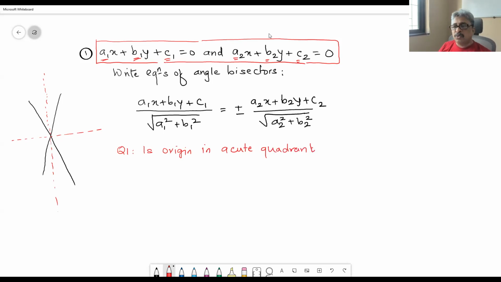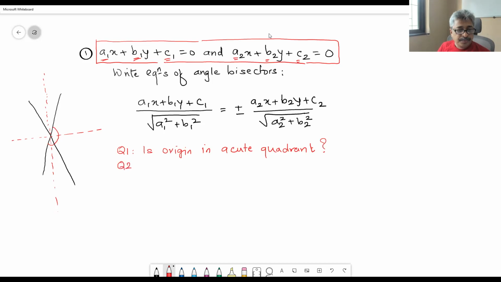Okay, if these two lines are perpendicular, that is the easy situation. We come to know very quickly that they are perpendicular. So let us assume that we are not dealing with the easy situation, we are dealing with the difficult situation when these two lines are not perpendicular. Therefore, one angle will be acute, another angle will be obtuse. So question number 1, whether origin lies in the acute quadrant.